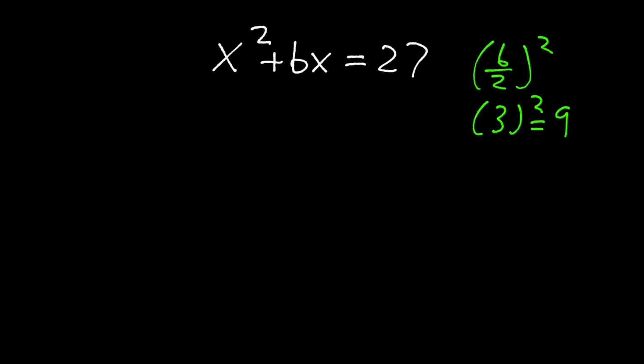So our first move is to add 9 to the left side. X squared plus 6x plus 9 equals 27. I have a little bit of a problem though. This 9 that I just added to make the perfect square so I could complete the square unbalanced our equation.